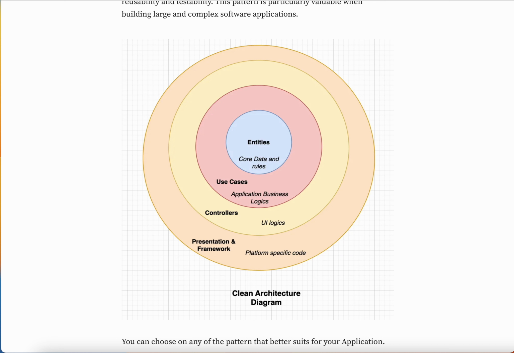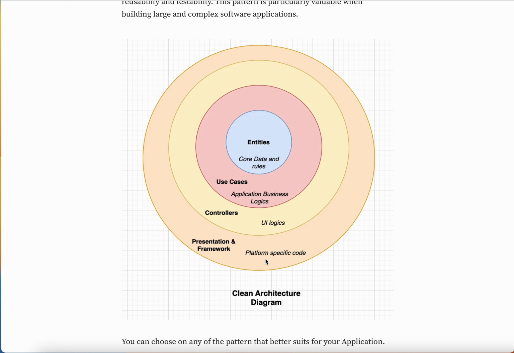Now let's break down the key components of clean architecture from the outer circles inward. Let's break down from the outer circles and go inward. Presentation and framework: this is the outermost one, which is actually not depending on anything. It depends on the UI logic, obviously.